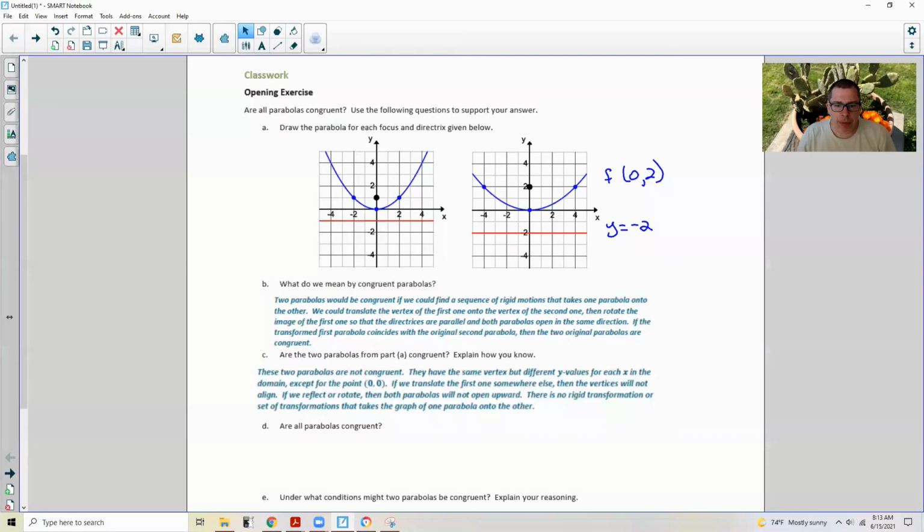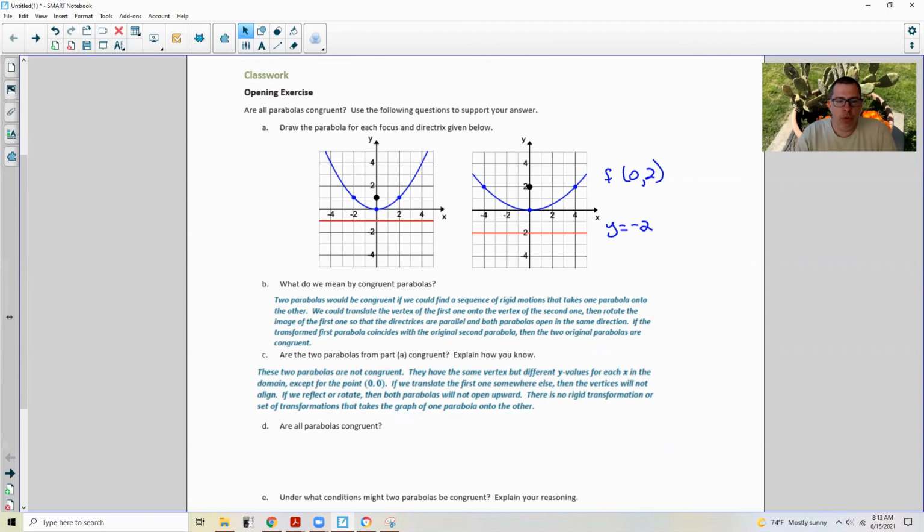Okay, so these two parabolas are not congruent. They have the same vertex, but different y values for each x in the domain, except for the point at the vertex, which was (0, 0). If we translate the first one somewhere else, then the vertices will not align. If we reflect or rotate, then both parabolas will not open upward. There's no rigid transformation or set of transformations that will take one graph onto the other.